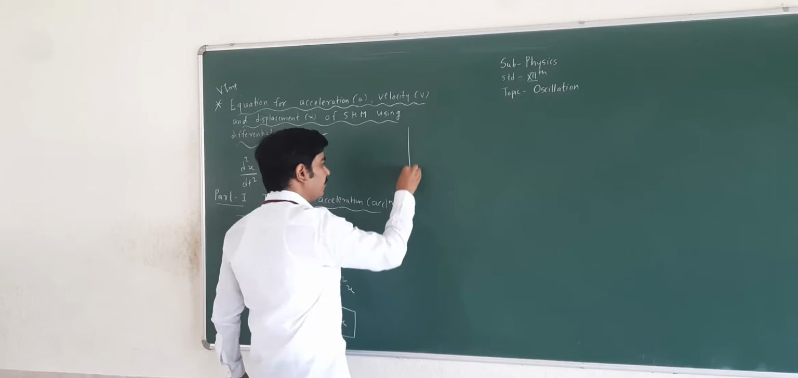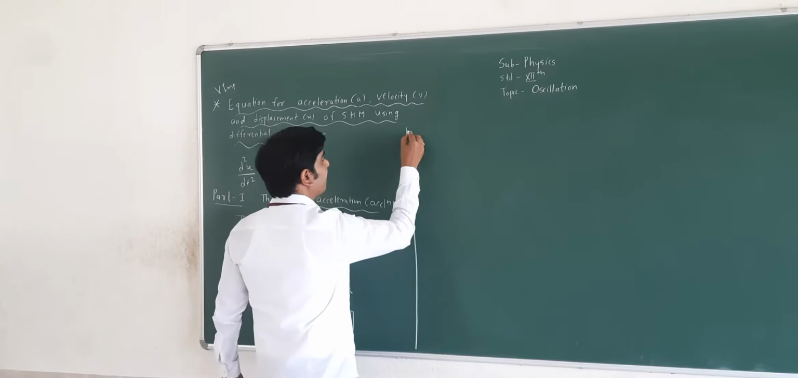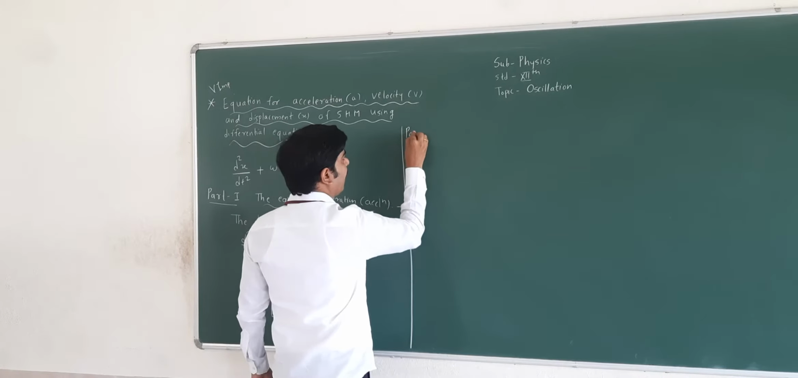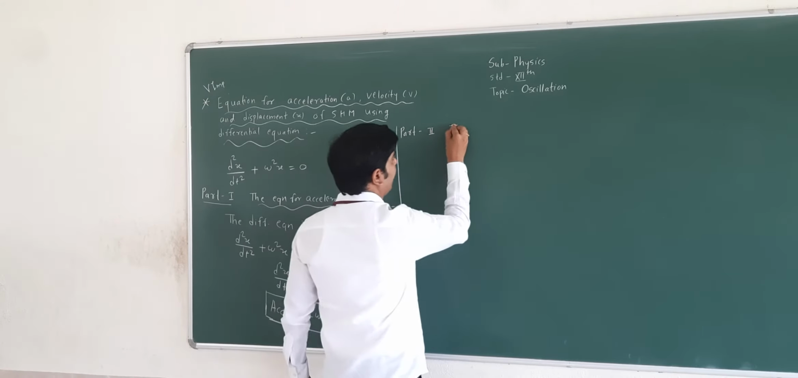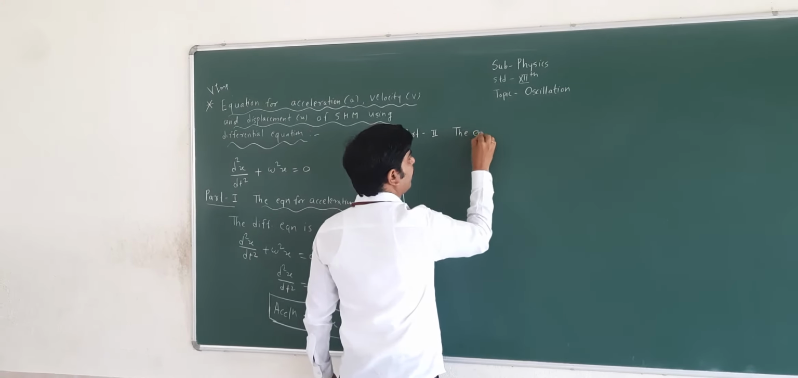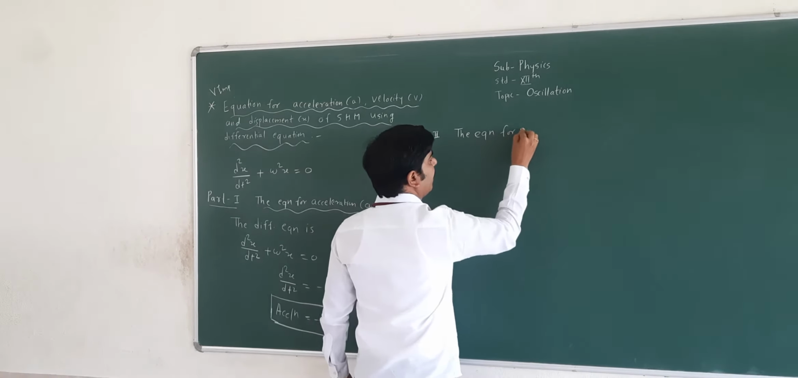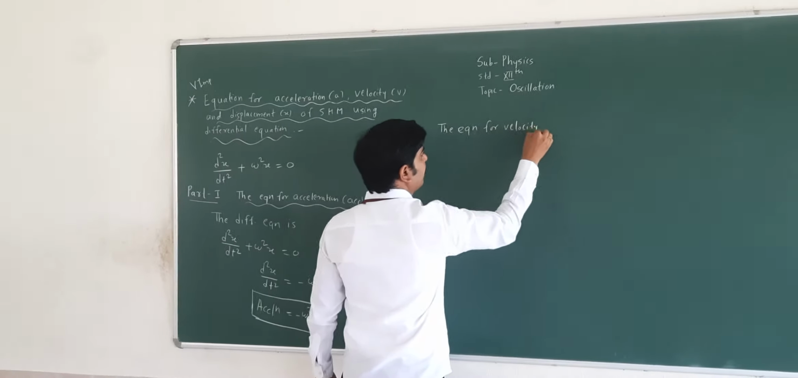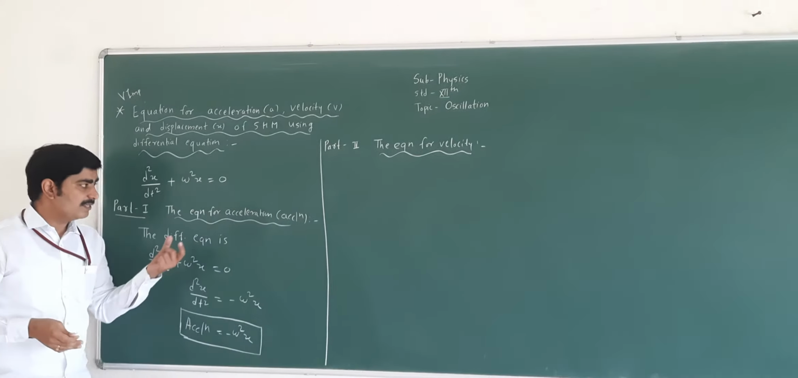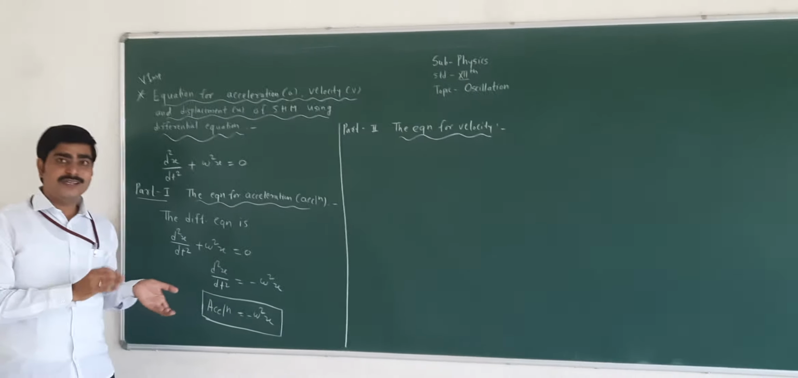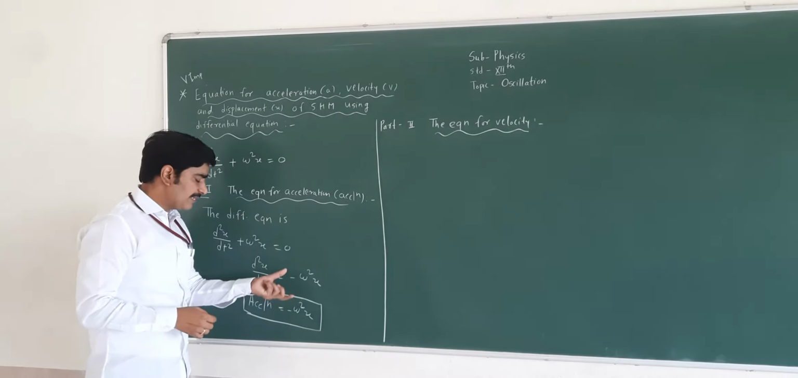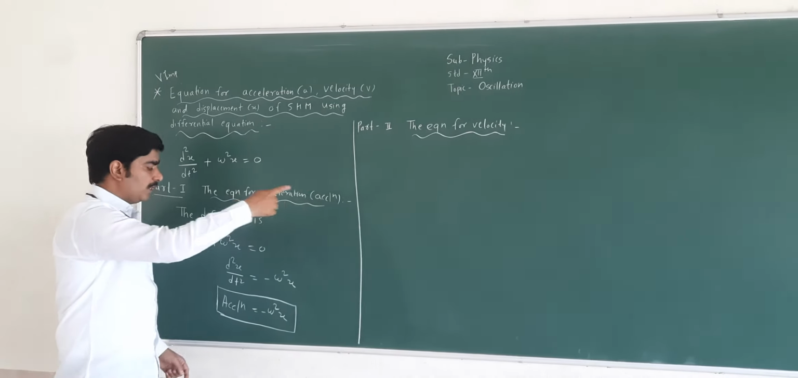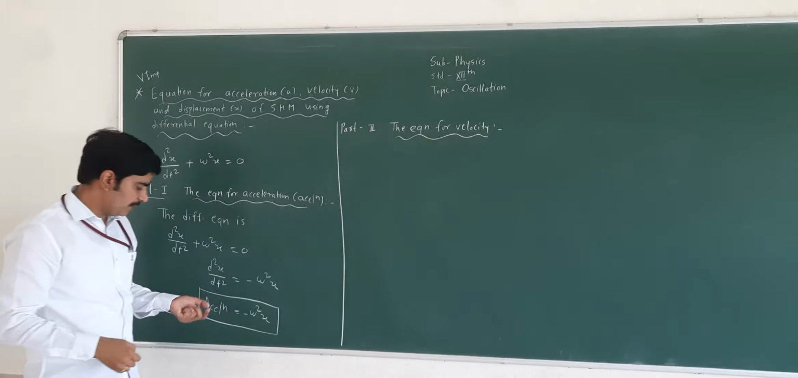We are going to derive the equation for velocity. Part 2, the equation for velocity. Friends, in your textbook the equations are written directly. I am writing this heading so that we can get a clear idea where the first equation will complete and where the second equation will start. Now the equation for velocity will depend upon the acceleration. So we should begin from this.